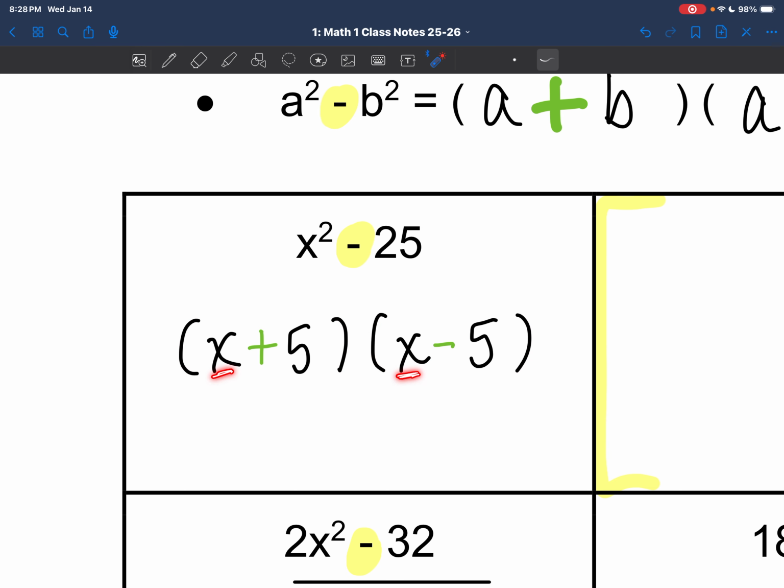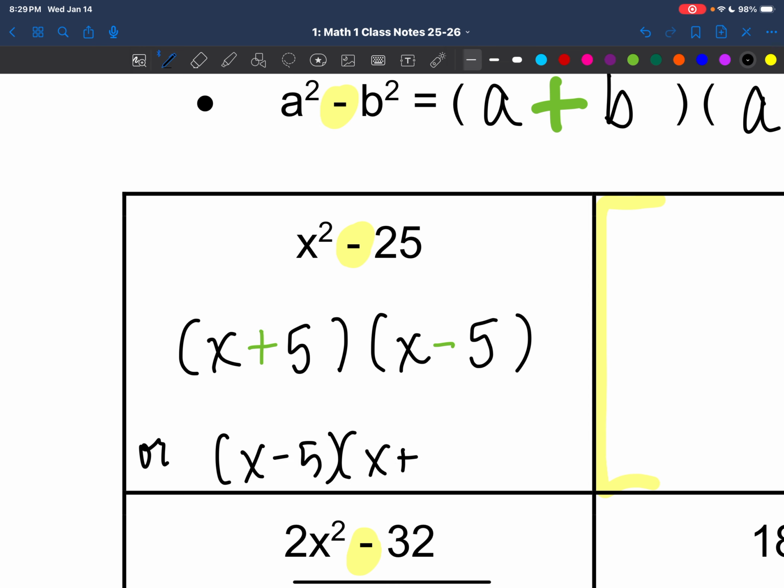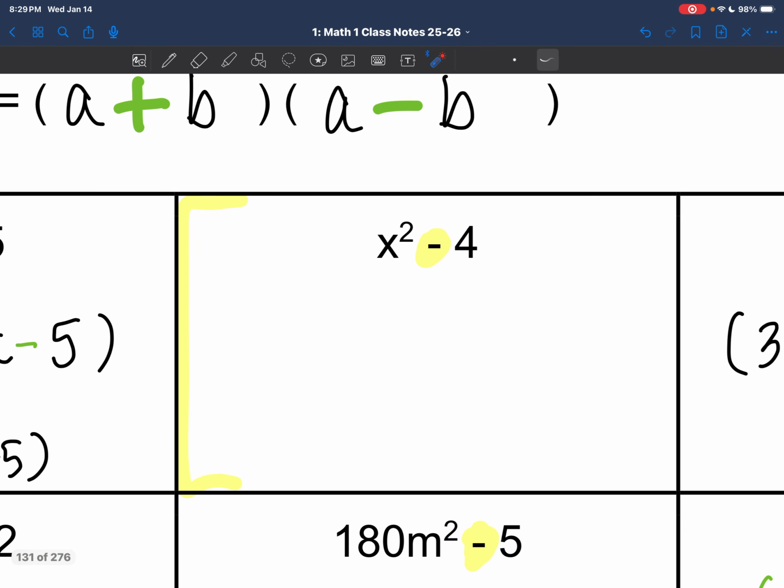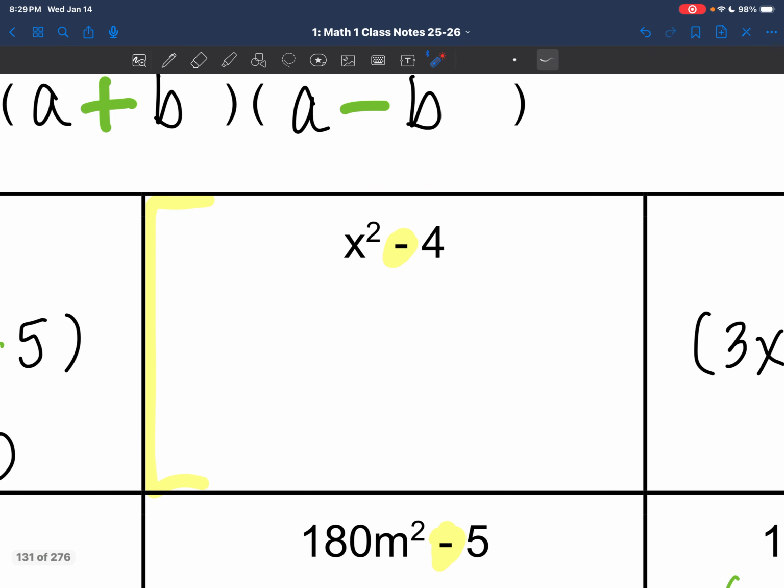I got x here as your first term. And then we're going to take the square root of 25, which is 5. That's going to be the second term in your parentheses. And now you're going to do opposite signs. So one needs to be a plus, the other needs to be a minus. You could do x minus 5, x plus 5, but either way, you need to have one sign a plus, the other a minus. All right, so what I want you to do is try this one.